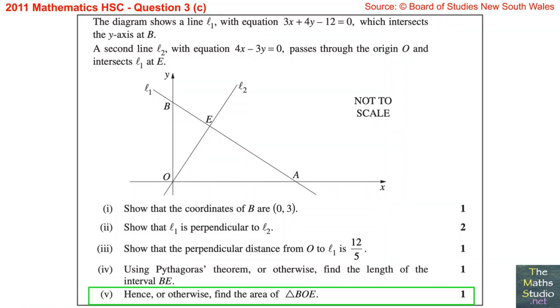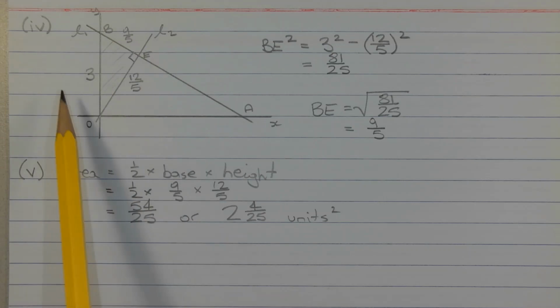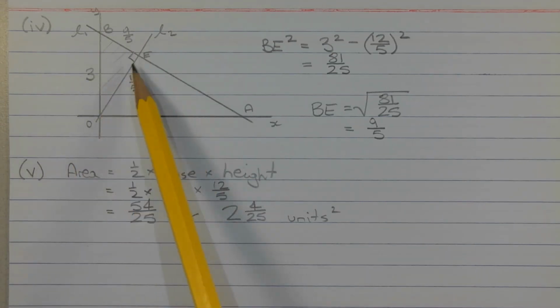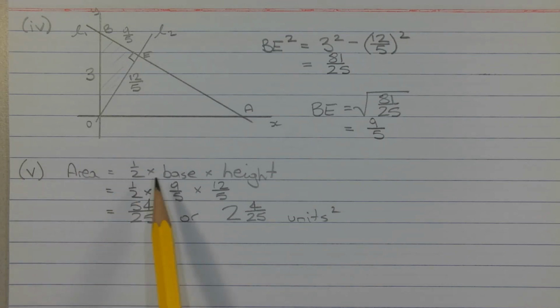Part 5. Hence or otherwise, find the area of triangle BOE. In right-angled triangle BOE, EB represents the base and OE represents the perpendicular height. So the area of that triangle is found using the area formula, half times base times perpendicular height, and that equals half times 9 over 5 times 12 over 5, which equals 54 over 25 square units, or 2 and 4 over 25 square units as a mixed numeral.